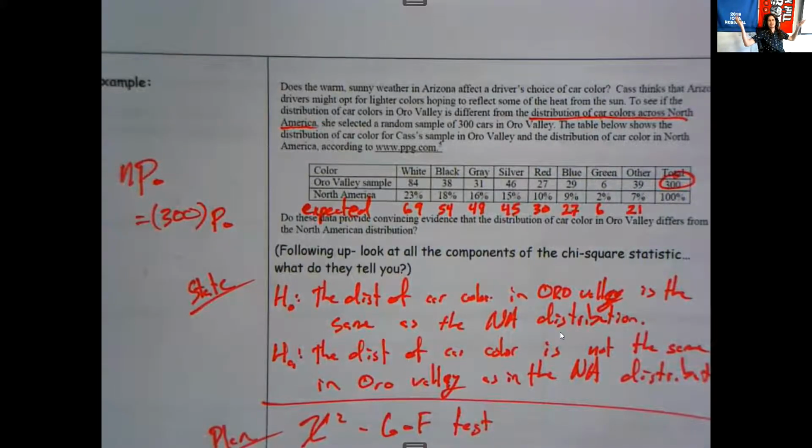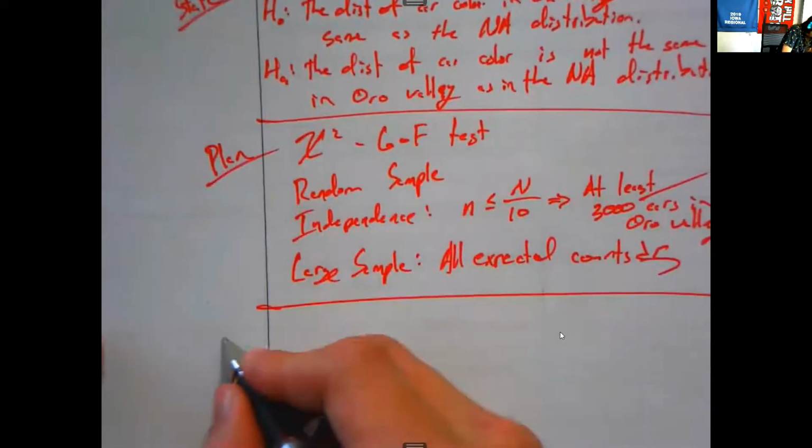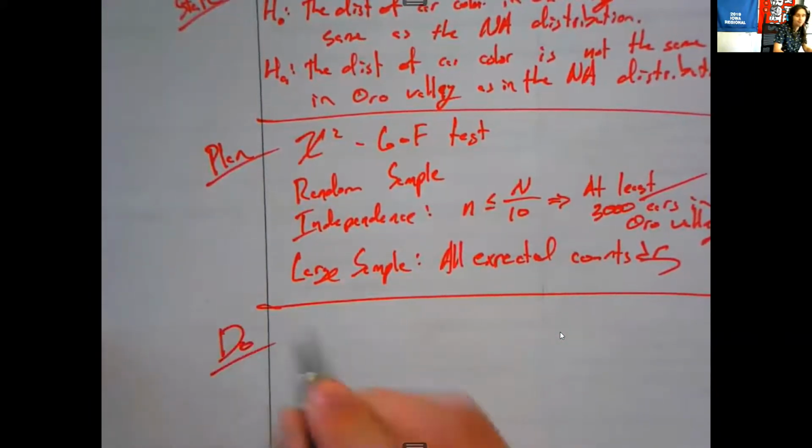You might be saying, what's this greater than or equal to 5 business? Well, if something has a very small expected contribution, it can lead to very large chi-square deviations. I'm going to wave my hands about that much and say that's good. So we stated, we've planned. Now we're going to go ahead and do, but we're going to let the calculator do the do step for us here.